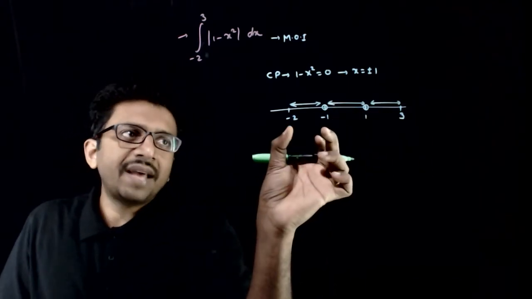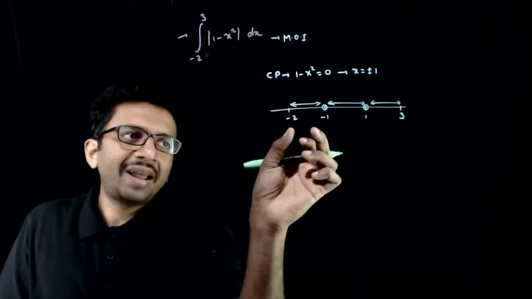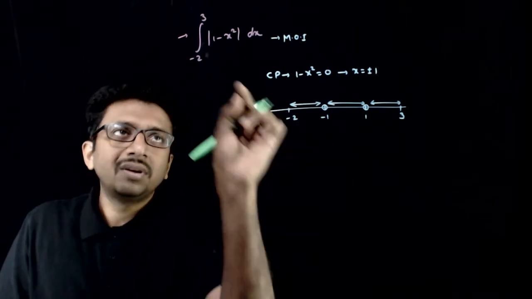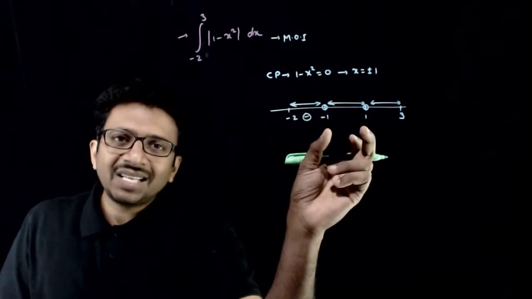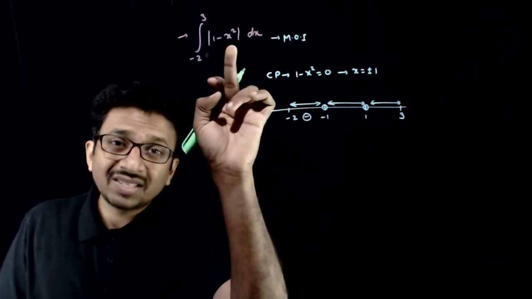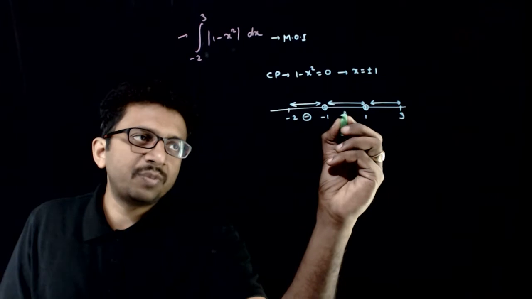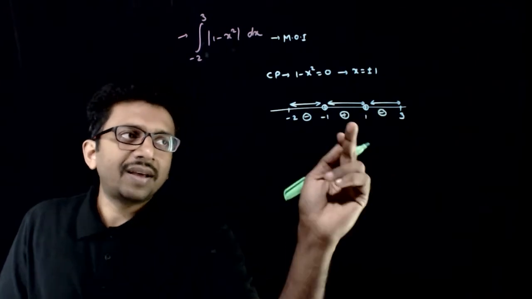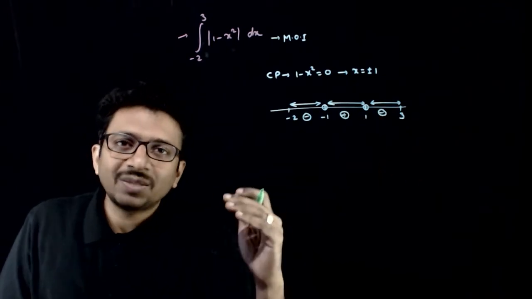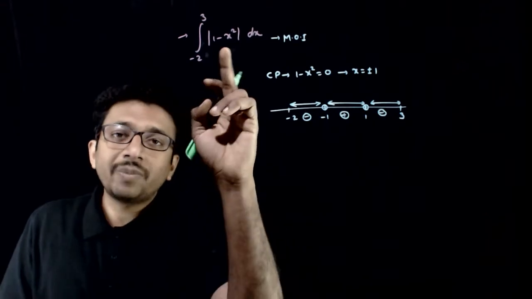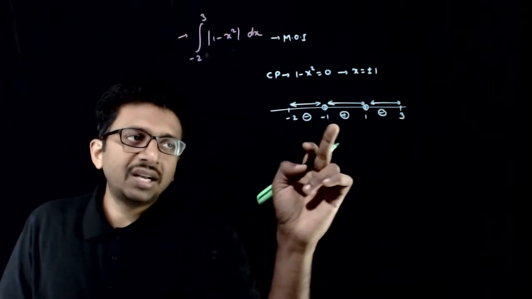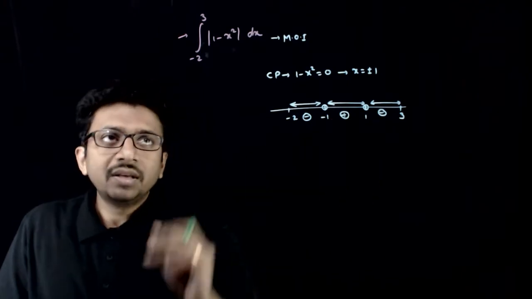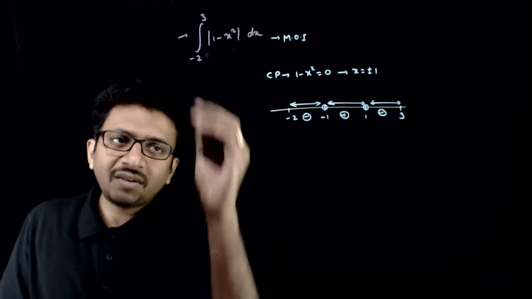As you can see, if x is in between -2 and -1, x square lies between 1 and 4, so 1 minus x square is negative. Similarly, if x lies between -1 and +1, x square is less than 1, so 1 minus x square is positive. And if x lies between 1 and 3, x square lies between 1 and 9, so 1 minus x square is negative again. So in this interval, 1 minus x square is negative, positive, negative. So I'll split the interval.